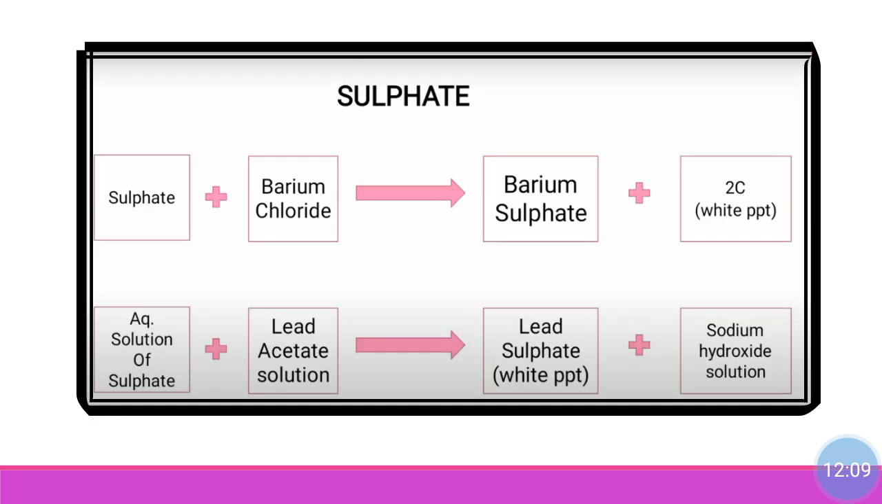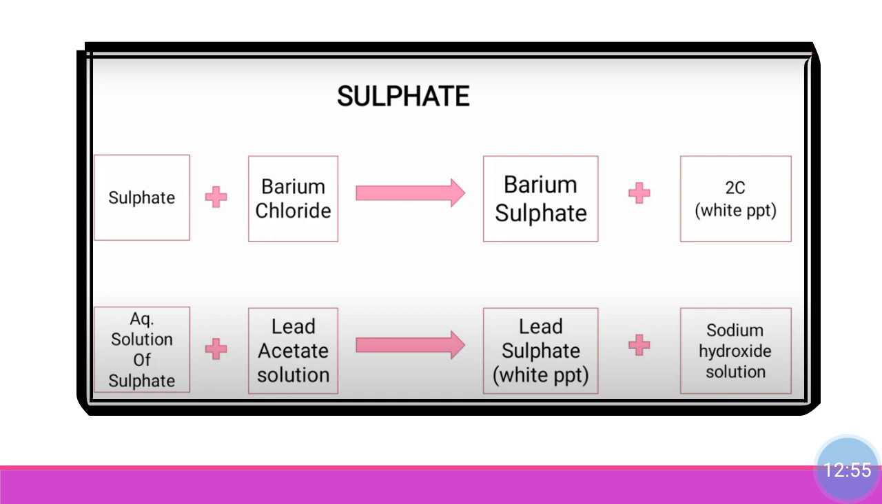Then next is the test for sulfate, similar to what we saw in the limit test for sulfate. When sulfate reacts with barium chloride, a white precipitate of barium sulfate is formed. When an aqueous solution of sulfate reacts with lead acetate solution, a white precipitate of lead sulfate is formed, which dissolves in NaOH, that is, sodium hydroxide solution.